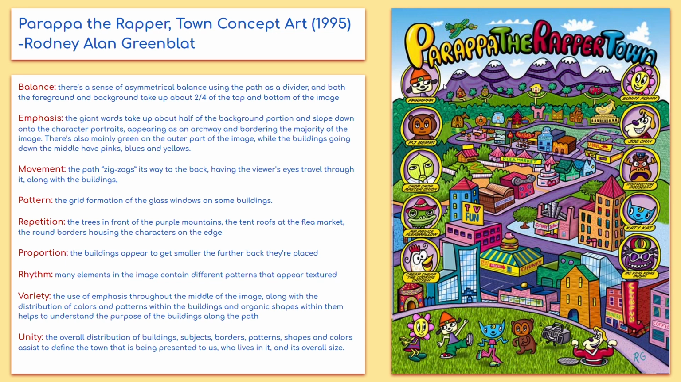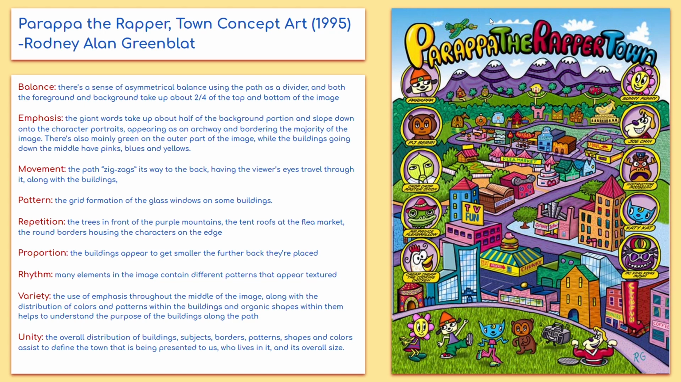Also, the top area right here where the mountains are in the background, and in the foreground right here with the characters in the front kind of indicate what's in the foreground, what's in the background. They also take just about the same amount, 2/4 of the entire image, both the top and the bottom.